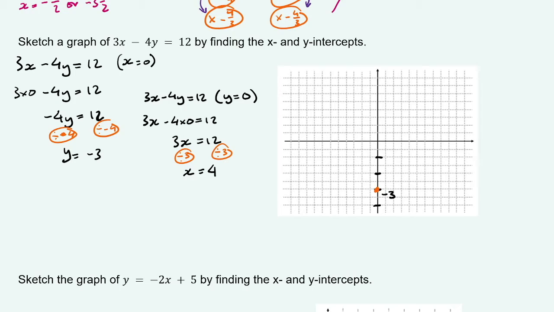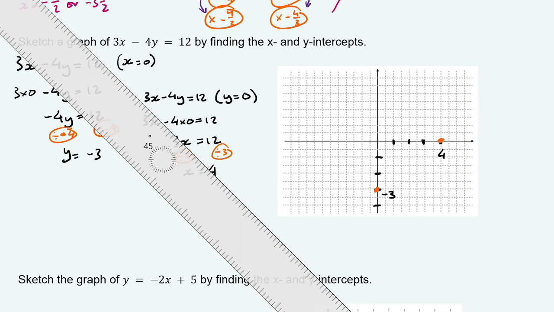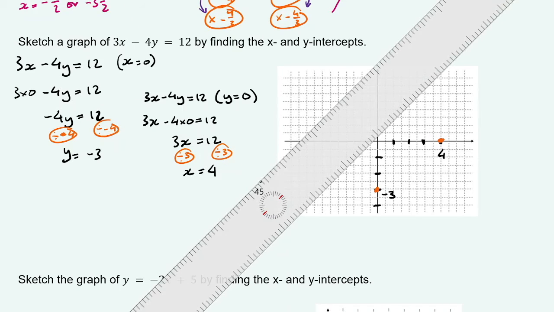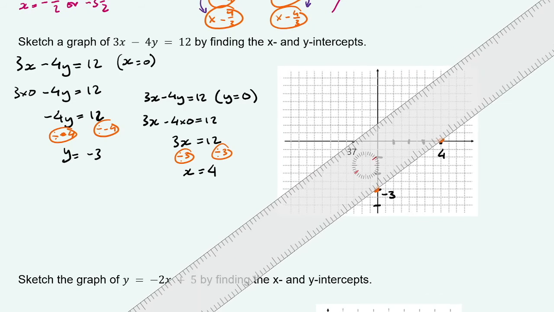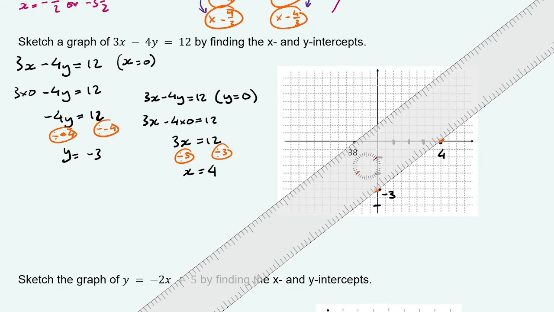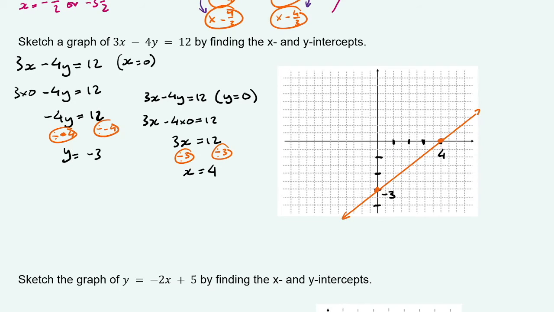So now I can go across to 4 and put my other dot. Got the 2 dots, I can just draw my line through these. That's all you need to be able to draw your line is the 2 points, the 2 sets of coordinates. And that's pretty close to where I need to be. So I just draw through those points. And there you have it. We have our line drawn using our intercepts.